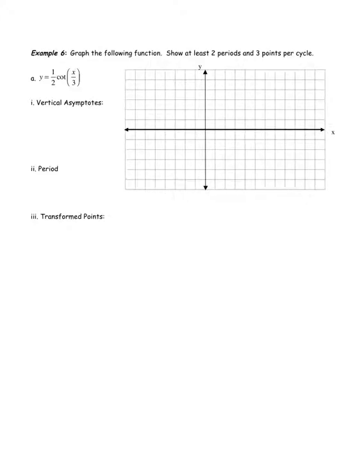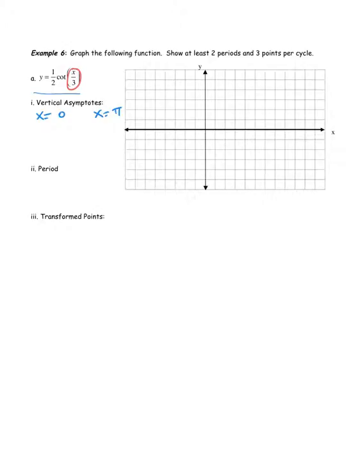This is the solution to example 6a from the 6.5 notes, and we're going to graph a transformed cotangent function. Y equals 1/2 cotangent x over 3. We're going to begin by finding out where the vertical asymptotes are, and we're going to think about the parent function of cotangent. For cotangent, the vertical asymptotes occur at x equals 0 and x equals pi, but for this problem, instead of x, our input is x over 3.